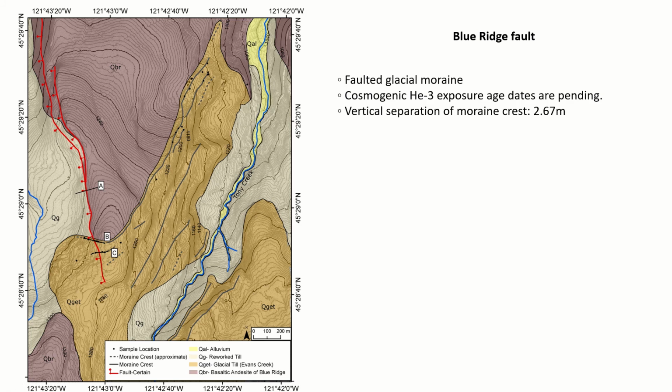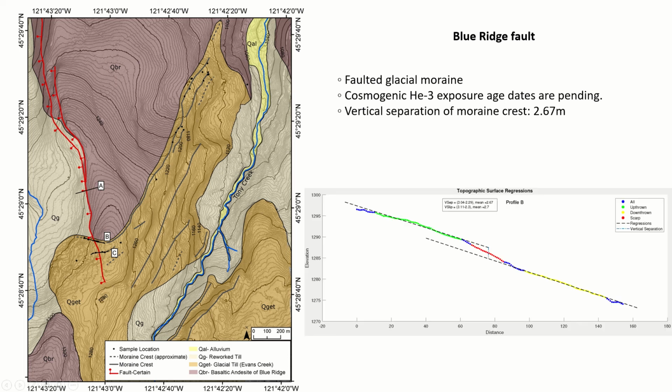Here is a geologic map that shows a glacial moraine cut by the Blue Ridge Fault. Moraine crests are mapped with gray lines and sample locations are shown by the black dots. I sampled the surface of well-exposed boulders for cosmogenic helium-3 exposure dating. I am preparing these samples to be run at Berkeley Geochronology Center. The vertical separation of the moraine crest is 2.67 meters. I use a MATLAB script that fits regressions through surfaces and calculates vertical separation, fault dip, fault position, etc. for profiles drawn perpendicular to the fault.